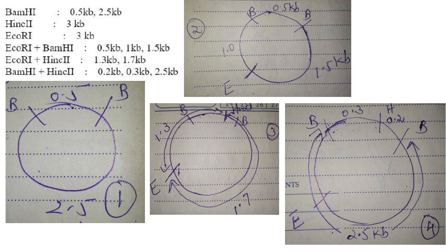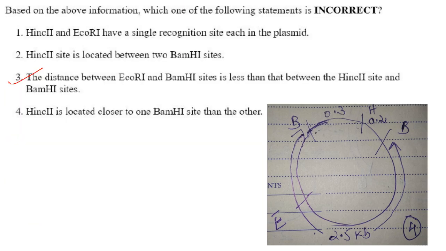Then we will read the statements. Now we will see the statements. Based on the above information, which of the following statements is incorrect? Hinc 2 and EcoR1 have a single recognition site in the plasmid. Yes. They give only 3 kb upon digestion. So they are having only a single recognition site.